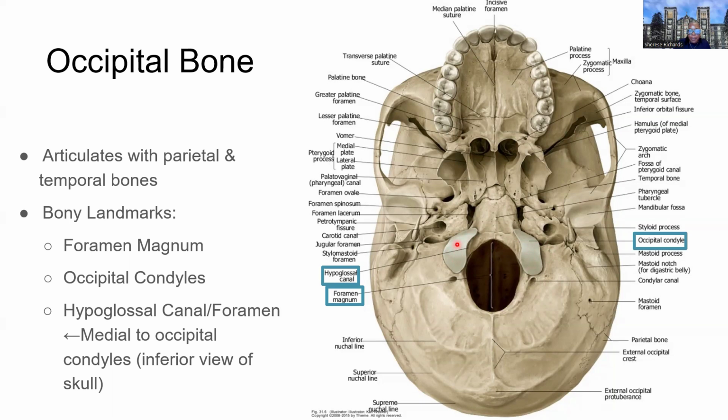Now we have the hypoglossal canal and the foramen that's medial to the occipital condyles. So the hypoglossal canal is sort of right in between the occipital condyles. And this is going to allow some other vascular structures, but the hypoglossal nerve, which is coming from the C1 cervical nerves. So the hypoglossal canal, the occipital condyles, foramen magnum are some of the features we can see here.